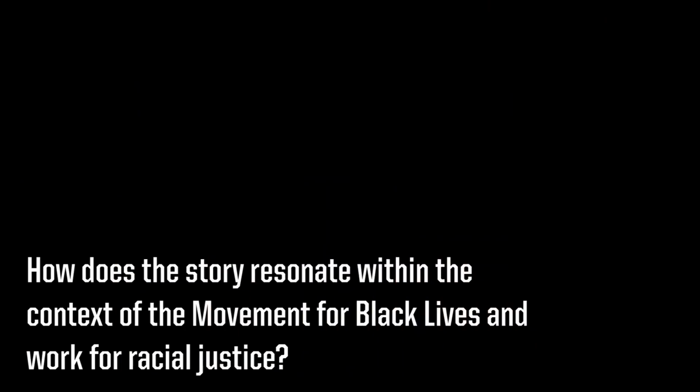How does the story resonate within the context of the movement for Black lives and work for racial justice? I think that it has a lot of parallels pretty clearly. There are these characters, the other adults, who represent other aspects of culture and society that are in various ways working to dehumanize Hester and to make her less than. Characters like the Reverend and the Doctor and Welfare are all both very literally and interpersonally damaging Hester.